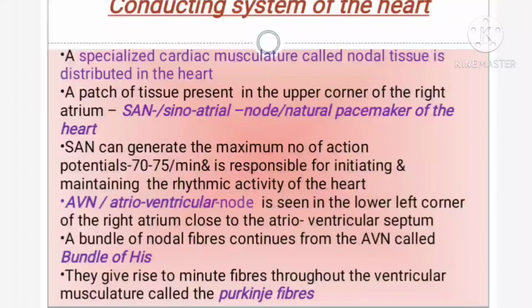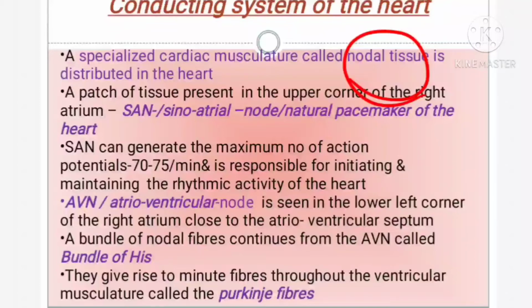So who is the one who is regulating? There are special tissues present which help in the heartbeat. What is the specialized cardiac structure which is present? That one we call the nodal tissues. What do we call them? Nodal tissue or specialized cardiac musculature is present, that is called as what?